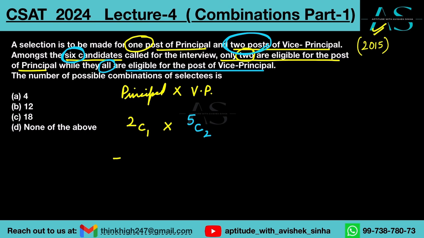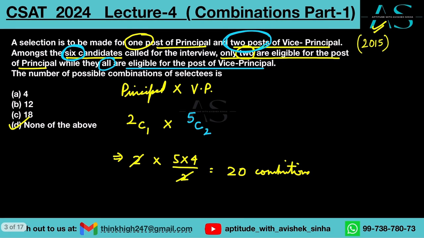Now, 2C1 is 2, 5C2 is 5 into 4 by 2 factorial. So this can be done in 20 possible combinations. Option D is the correct fit here. 20 combinations, option D is the correct fit. Let's move forward.